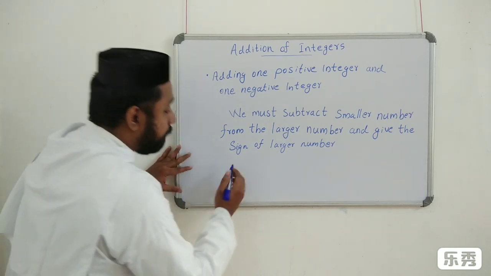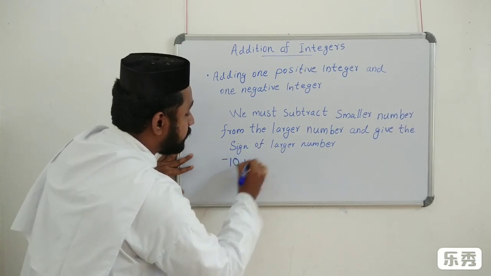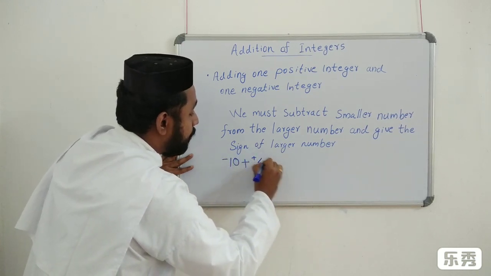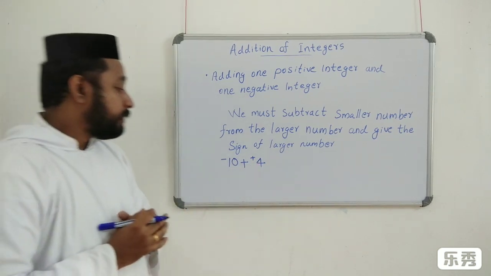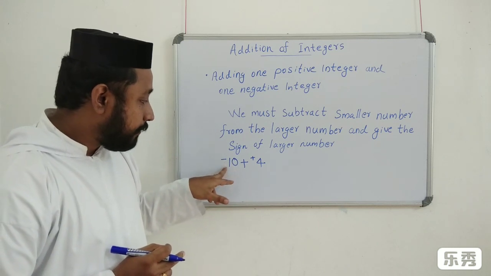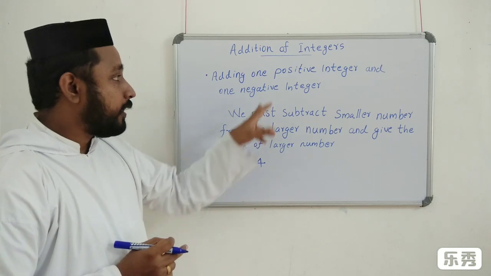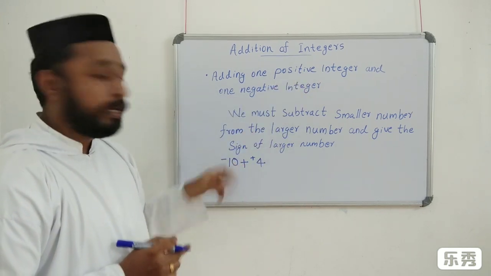Let us consider an example. We have to add minus 10 plus positive 4. Negative 10 plus positive 4. Look at here. Minus 10 is a negative number. Plus 4, it is a positive number. One is positive and the other is negative.